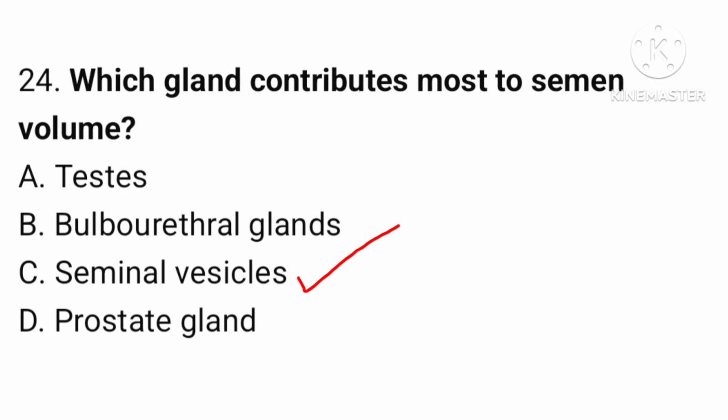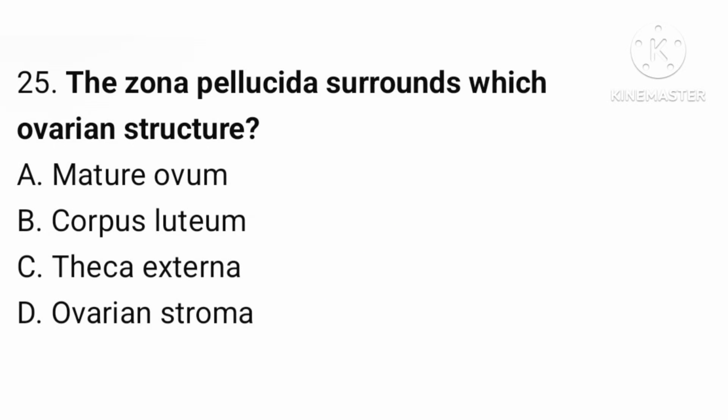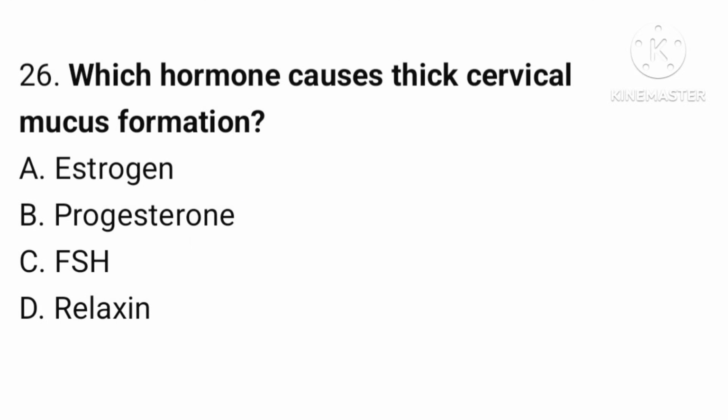Correct option is C. The zona pellucida surrounds which ovarian structure? Correct option is A. Which hormone causes thick cervical mucus formation?